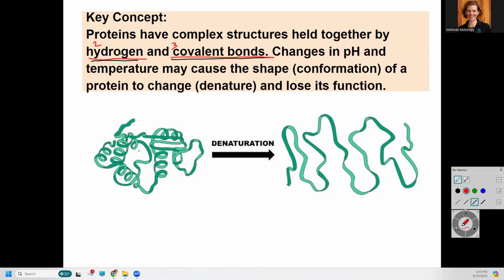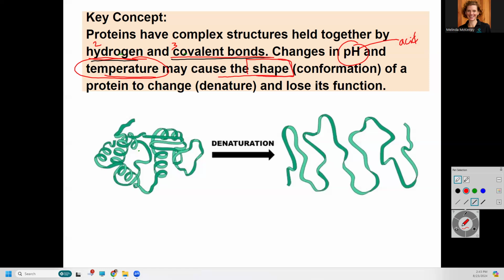And these can be disrupted by changes in pH, so a change in acidity, the acid-base concentration, and temperature. So both of these are really important to regulate for many organisms because a change can break these bonds, change the shape, and the shape of a protein is very important for its function.